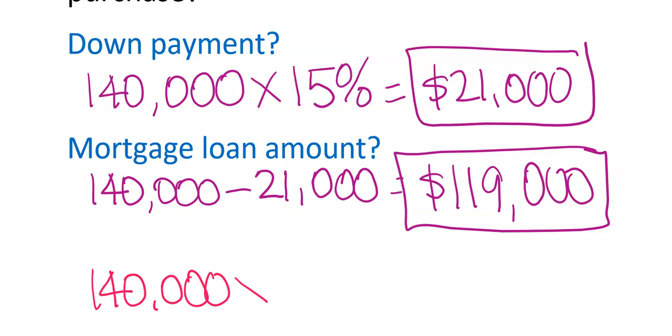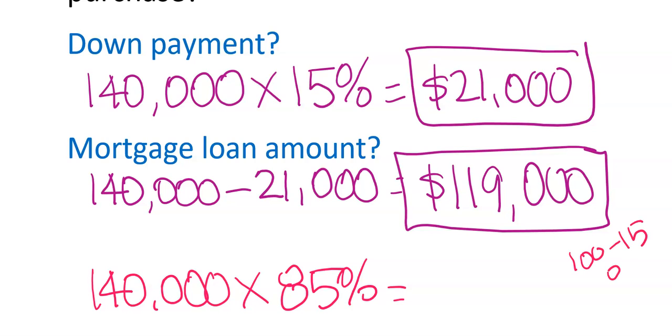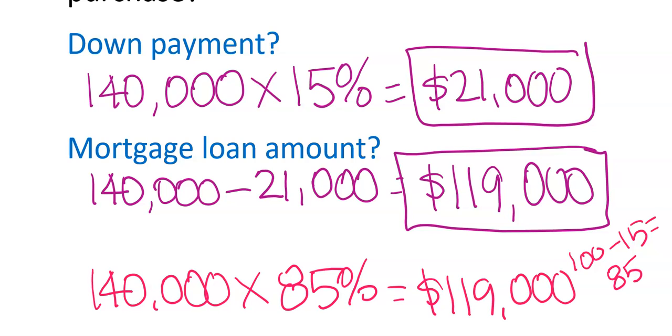140,000 times 85%. Do you remember those questions where if you bought something on sale for 25% off, we subtract it from 100 to get 75? It's just like that. So if you take 100 minus 15, you get 85. And that's where that percentage came from. So if you take 140,000 times 85%, you get exactly the same number. So it depends on the question. If you want to do it in 2 steps every single time, go for it. It doesn't really matter. You just have to make sure that you answer the questions properly.